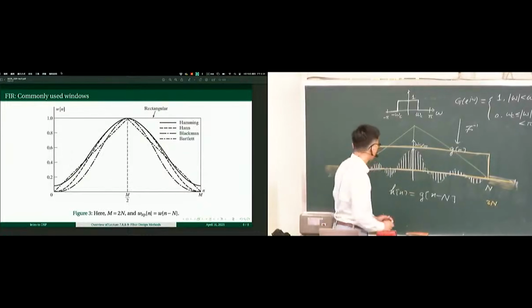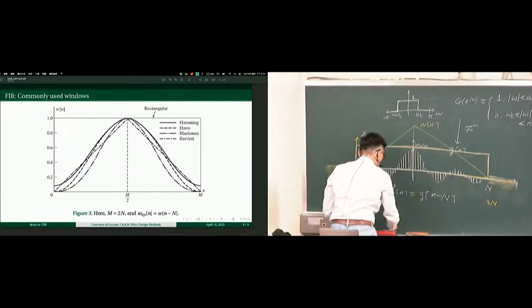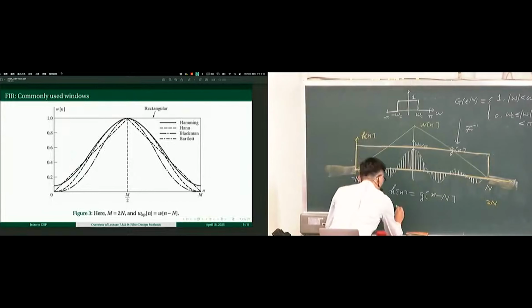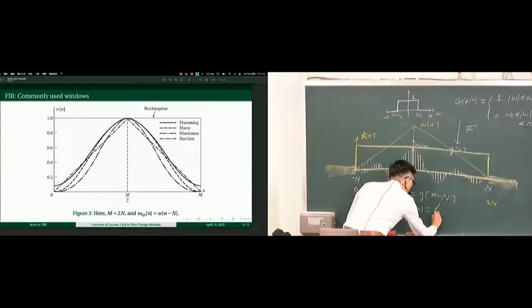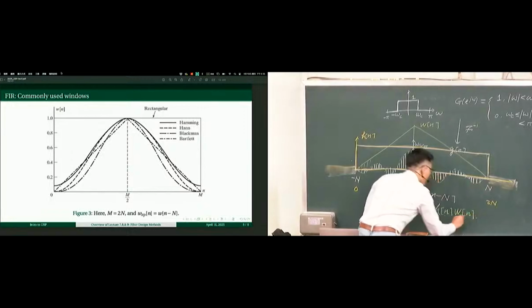Then if this is your w of n, your final improved design might be h improved of n, which equals this naive design h of n obtained simply by truncation, times a shaping function w of n, which has the same length. You can try that.